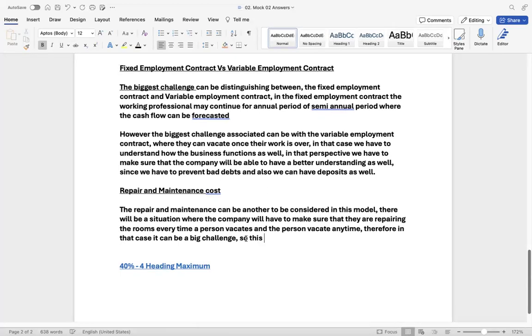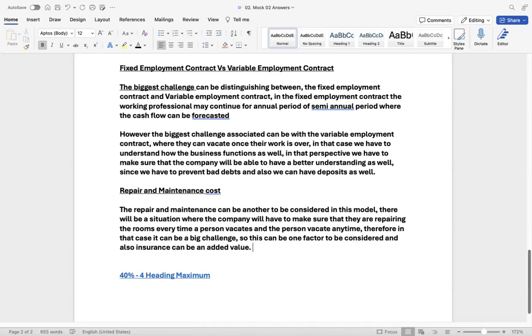So this can be one factor to be considered. And also insurance can be an added value. Students, can I get that point also? Can insurance be an added value? Are you getting that point? So this is one factor to be considered also.